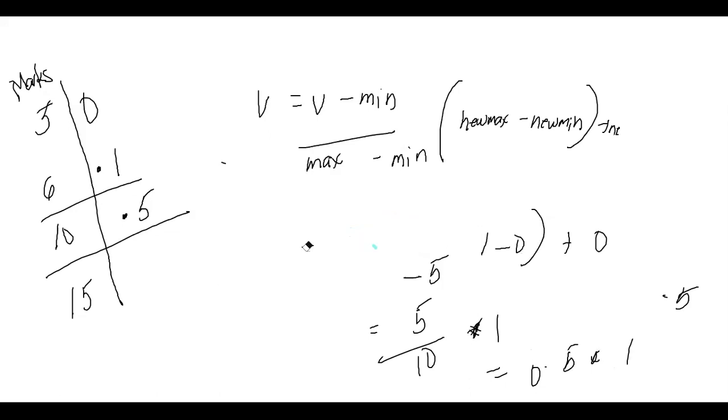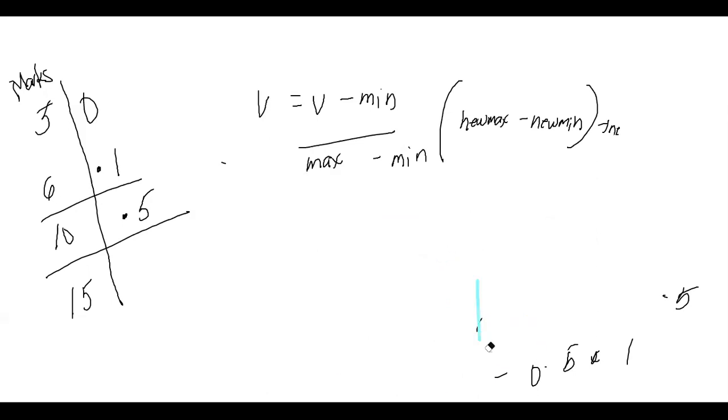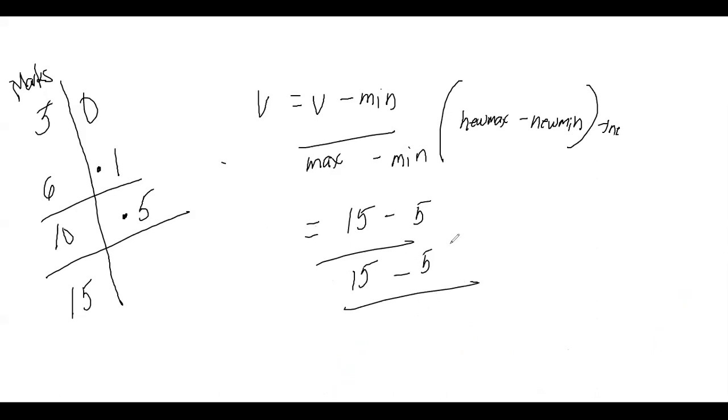Okay, so let's erase again. So for 15, the value for 15 is equal to 15 minus the minimum value, over the max value 15 minus 5, times 1. And then 15 minus 5 is 10 over 10. So it becomes 1 times 1. So 1 times 1 is equal to 1. So the new value for 15 is equal to 1.